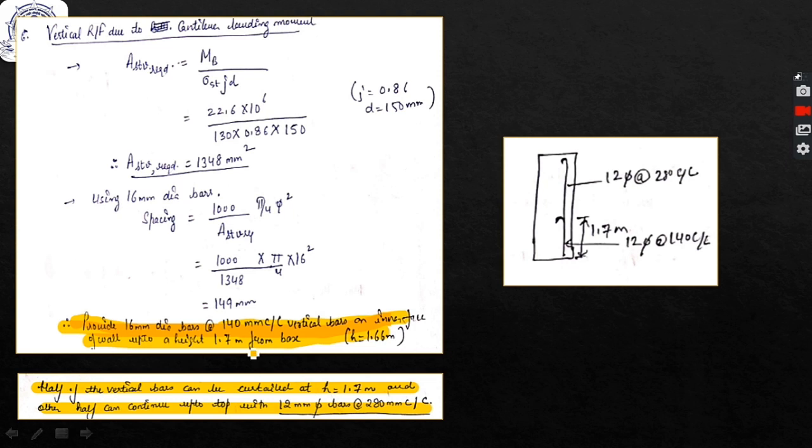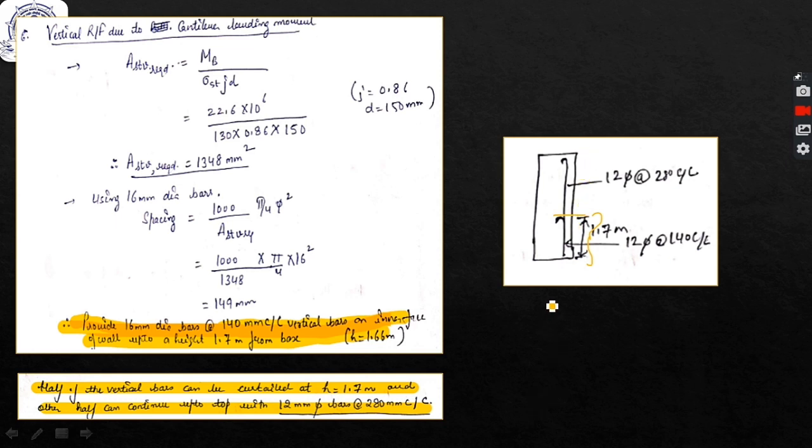Why 1.7 meter? Because we know that up to 1.66, or if we round it off, 1.7 meter, up to this height we have cantilever action. So most of the reinforcement we will be providing here, and this portion does not have cantilever action, so we can reduce the reinforcement here.